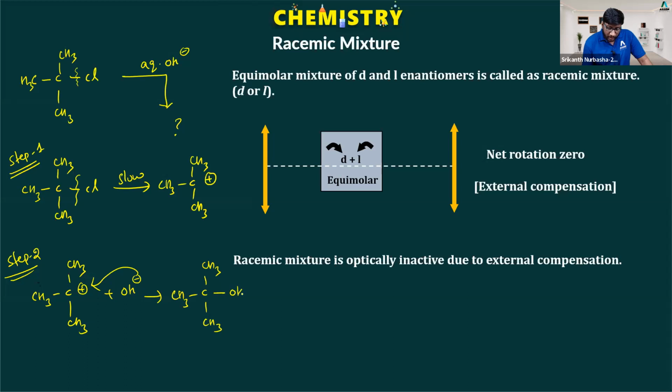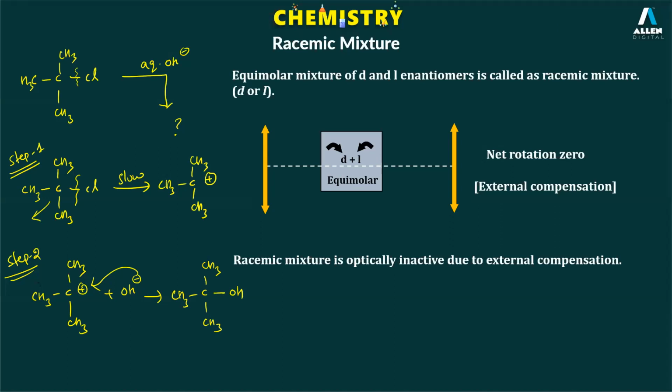Understand this point carefully. In step 1, what happened? What is the hybridization of this particular carbon, the alkyl halide carbon? Hybridization, students.